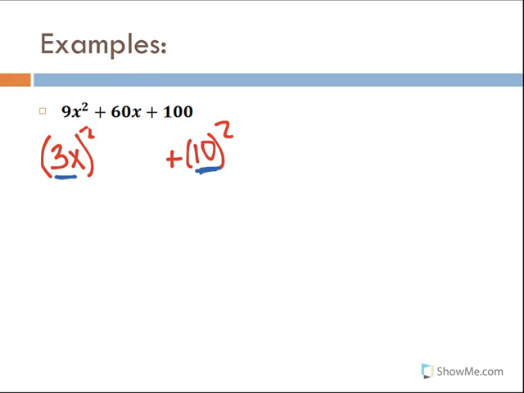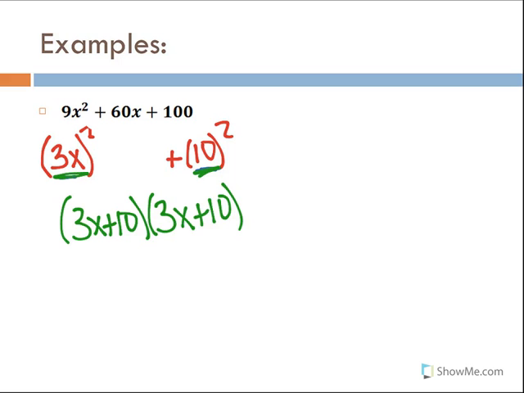So again, here's my stuff: 3x and 10, so that means it's 3x plus 10 times 3x plus 10. Or I could write it as 3x plus 10 squared. Either one is fine for today.